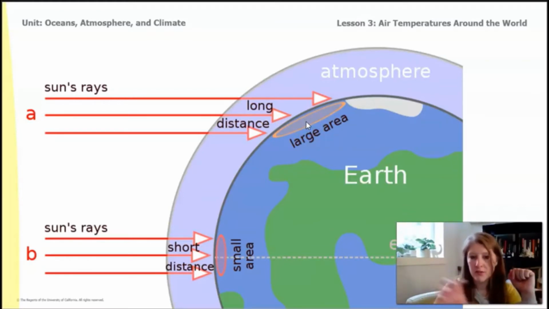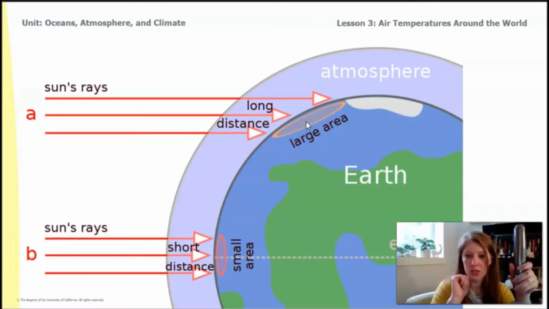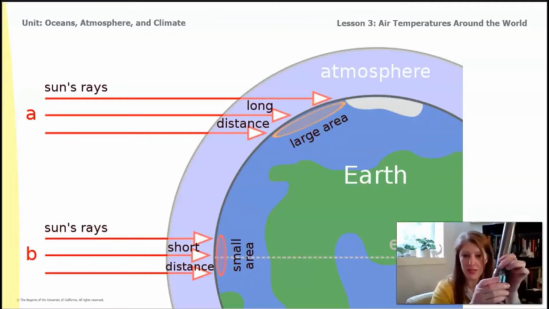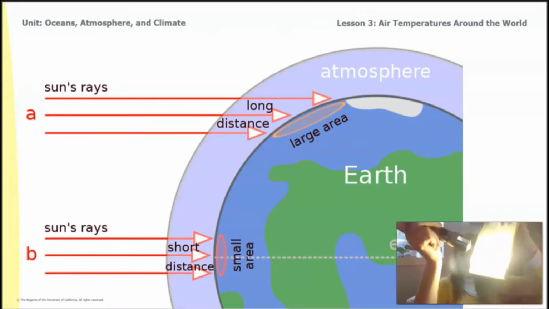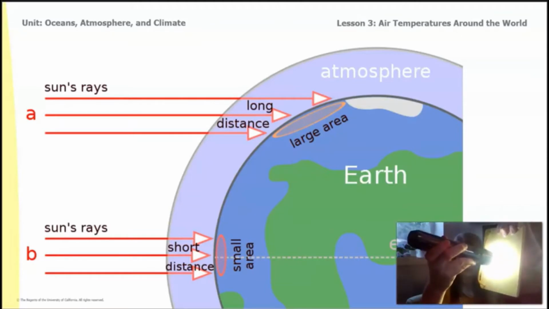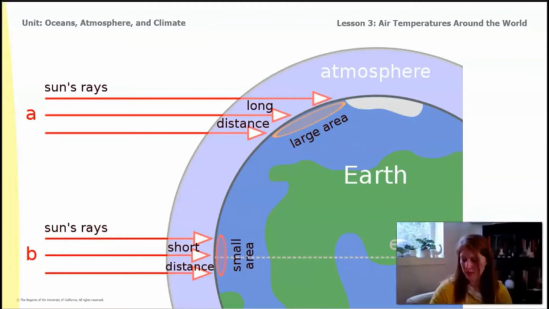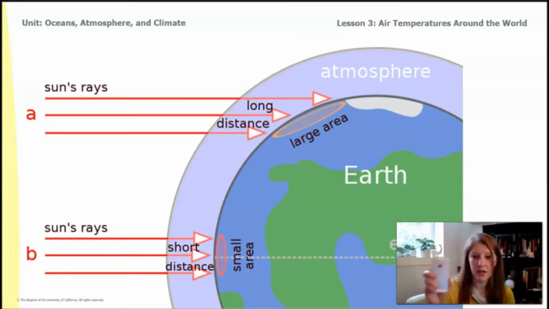So you can actually use your flashlight to show how energy can change intensity by the angle that it comes in at. If you have a flashlight, you can try this. You can turn it on, and when you turn it on, you can see that there is a circle of light that comes from the flashlight. You might also have a flashlight on your phone, but it doesn't work quite as well.